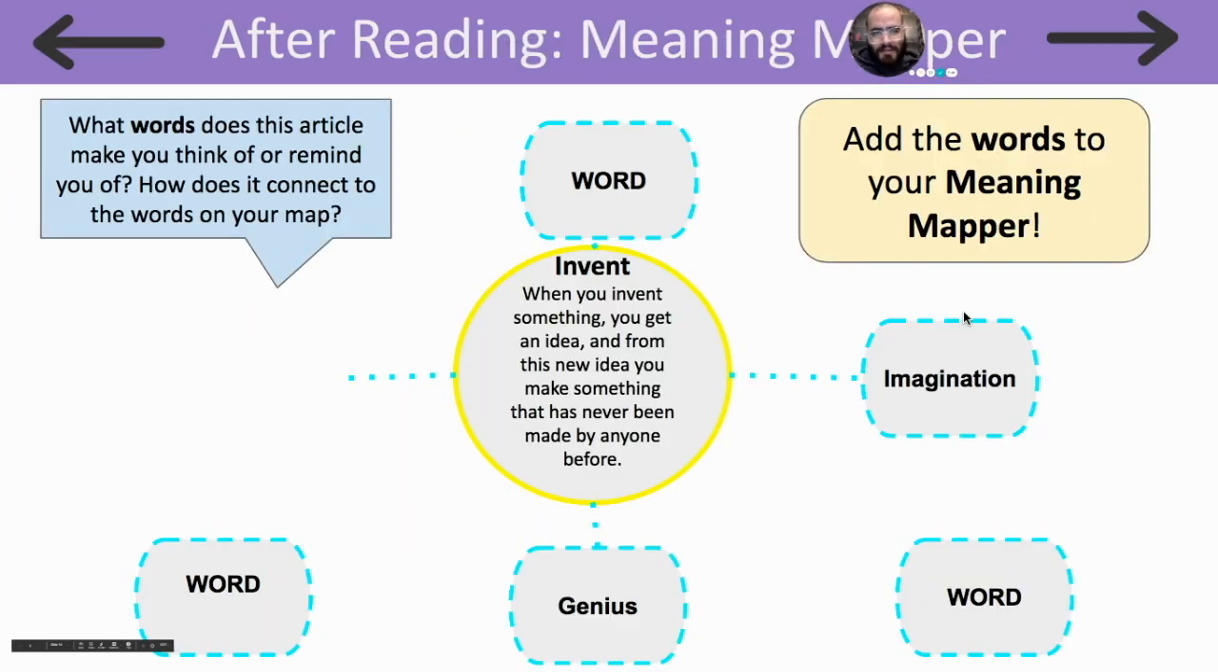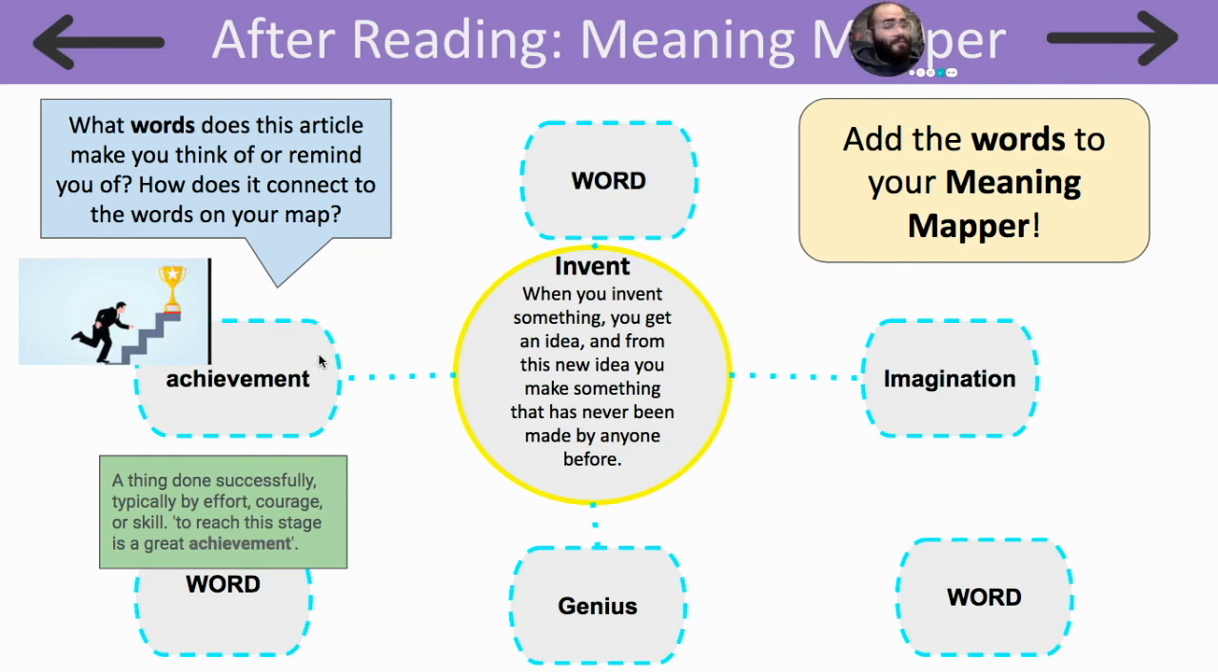The last thing I want us to do is to look at our meaning mapper. Again, we have our focus word in the middle, invent. When you invent something, you get an idea, and from this new idea, you make something that has never been made by anyone before. We already wrote down the words imagination and genius in our meaning mapper because they are related to the word invent. What other words could you write down that are related to the word invent? Write them down.